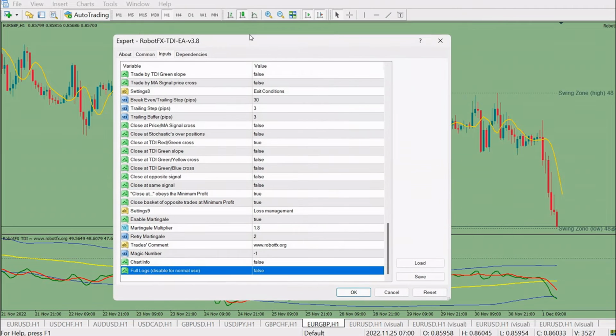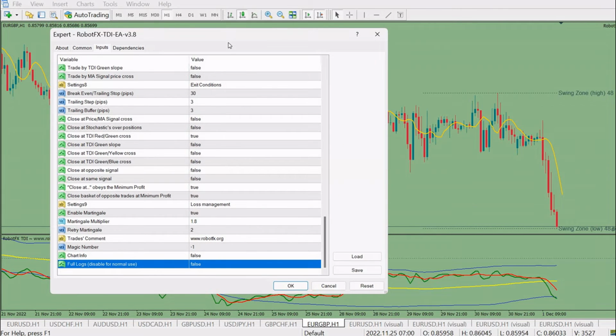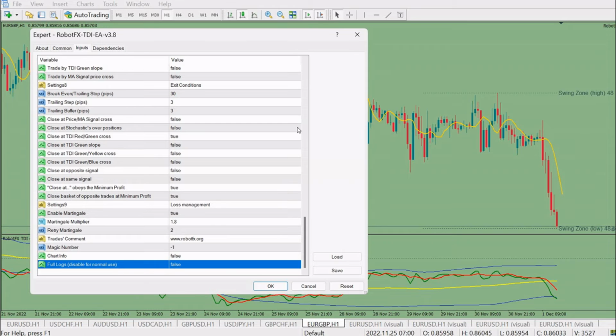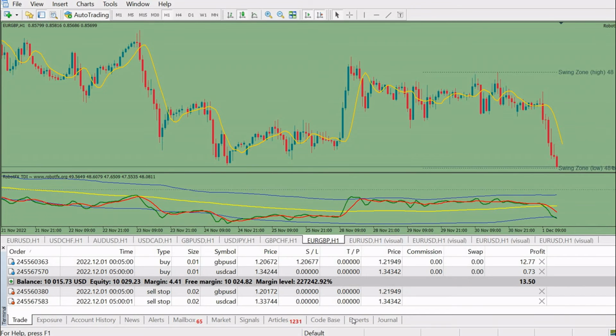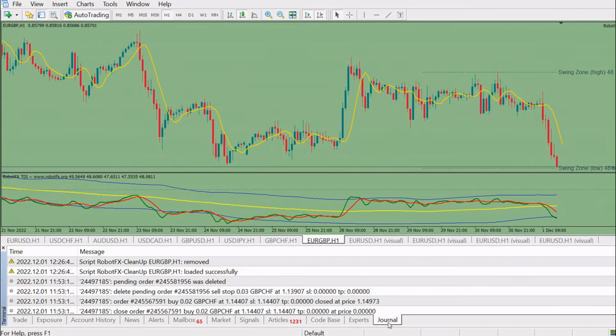However, if you think that something is wrong and there are some errors, I'm just saying nobody sent us the full logs until now, so everything is working just fine. But if there are some issues, enable the full logs for a short period of time, and if that issue happens again, send us those logs. You will find them in the MetaTrader chart window right here under experts or journal better.